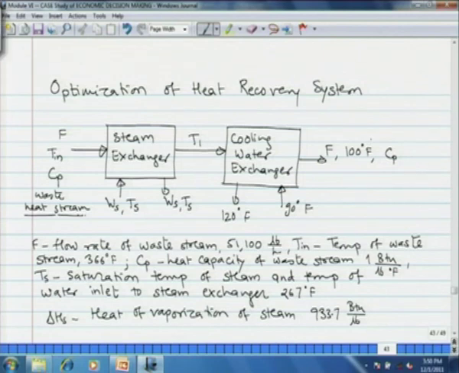Now, I have given here all the parameters as you see on the screen. F is the flow rate of waste stream, that is 51,100 pounds per hour. T in is the temperature of waste stream, that is 366 degrees Fahrenheit. Cp is the heat capacity of waste stream, that we assume to be 1 BTU per pound per degree Fahrenheit. Ts is the saturation temperature of steam and temperature of water inlet to the steam exchanger, that is exactly 267 degrees Fahrenheit. So, there is only the phase change taking place in the steam exchanger with no superheating. Delta Hs is the heat of vaporization of steam, that is 933.7 BTU per pound.